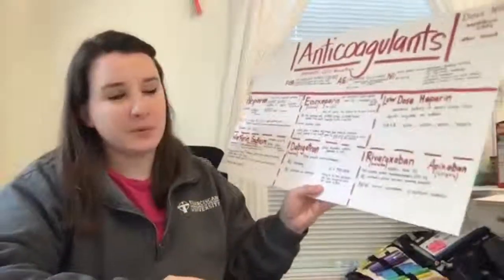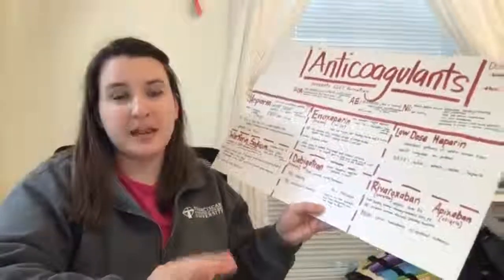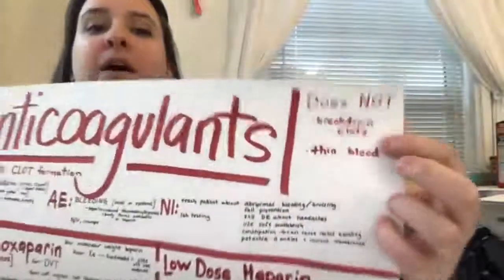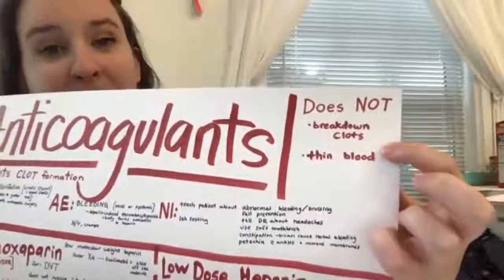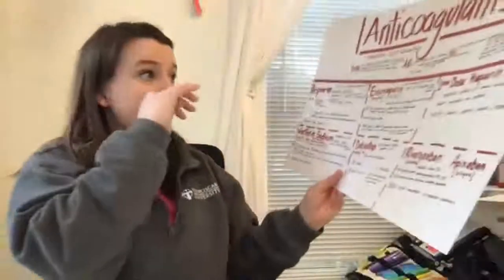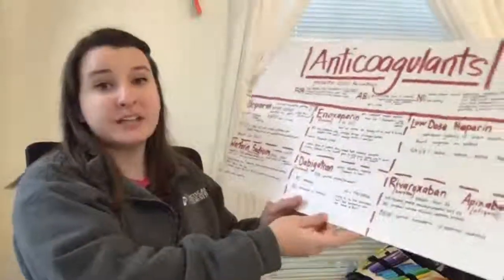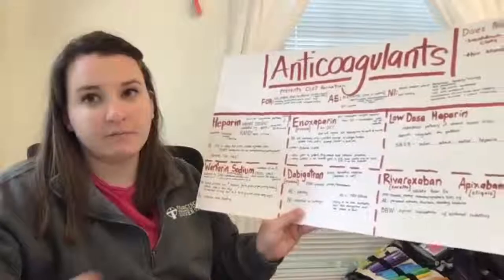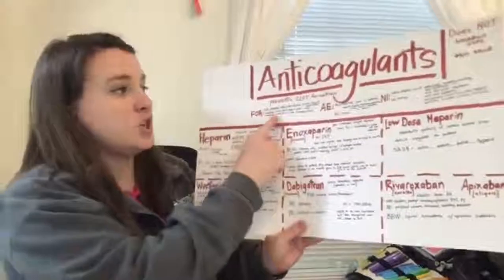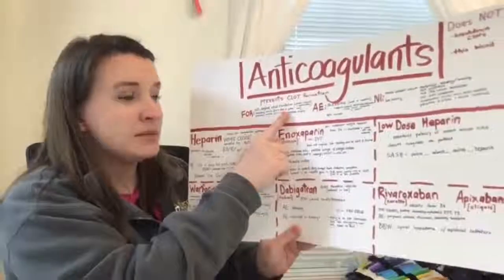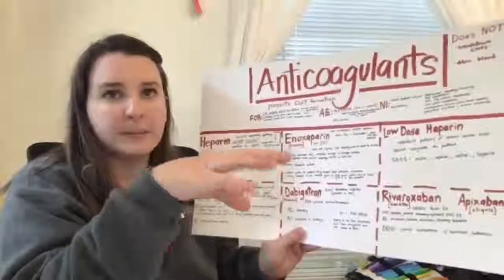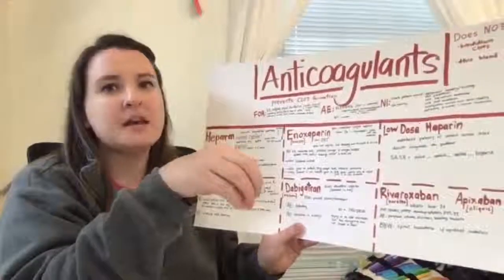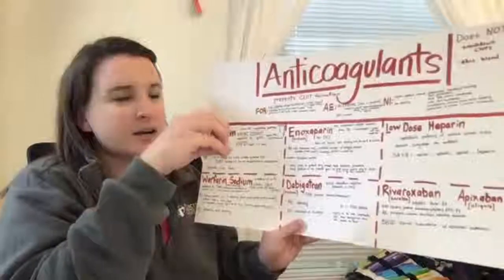So first of all, we want you to remember that anticoagulants do not break down clots. They do not thin blood. So it does not break down clots and it does not thin the blood. Anticoagulants prevent clot formation. So this can be used for patients who have myocardial infarctions, angina, atrial fibrillation, because this erratic heartbeat can cause blood stasis. And if blood is sitting or pooling in a vein, then it can start creating a clot.